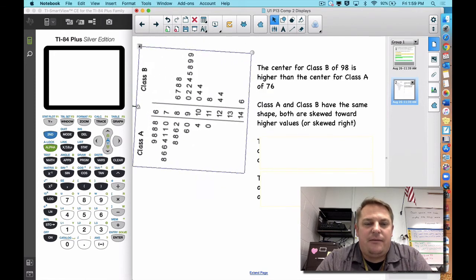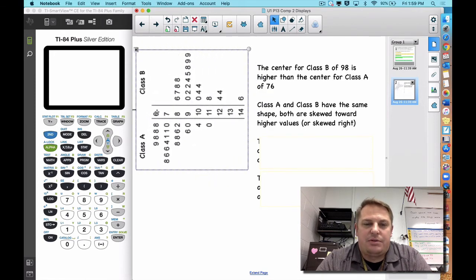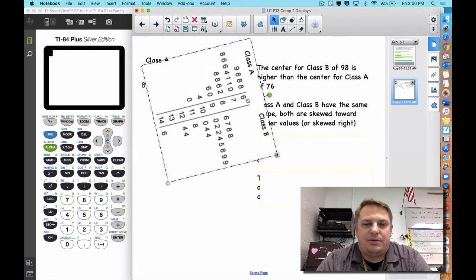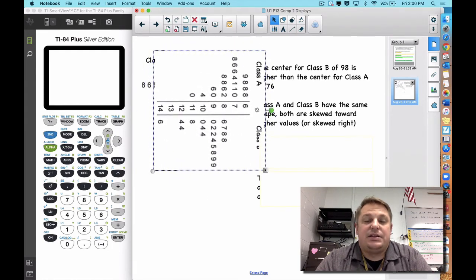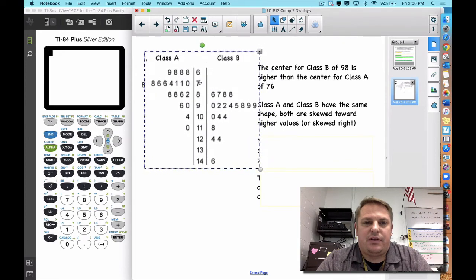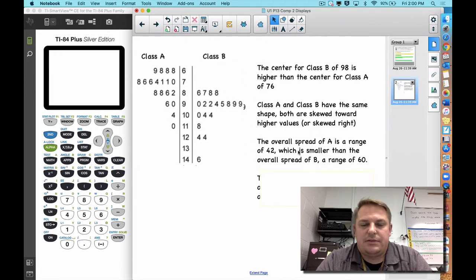For Class B, when we turn it on its side, now the lower numbers are on the left and the higher numbers on the right. So we're fine calling that skew right. But the Class A one, because it's kind of flipped around because it's on the other side, this is actually skew right data. Skew right means it's skewed toward higher values. So that's probably the biggest thing to watch out for, specifically for these back-to-back stem plots.